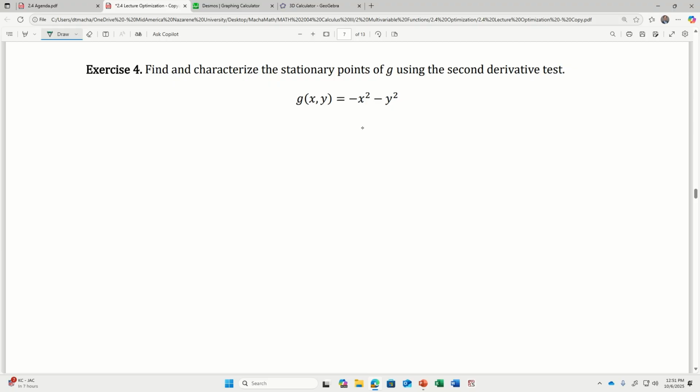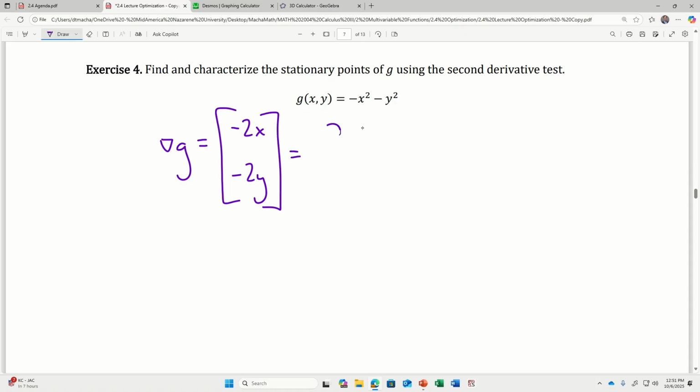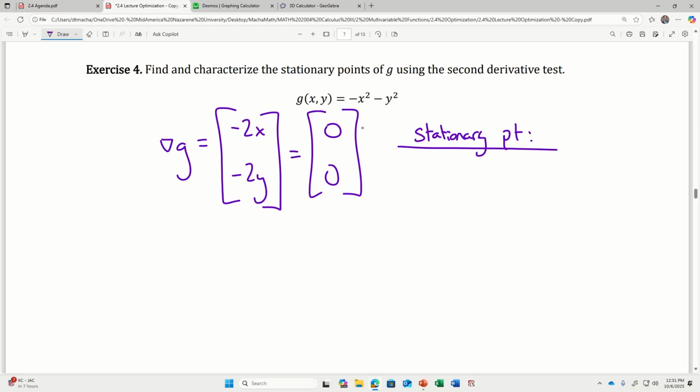But you can already guess what's going to happen here, but I might as well just work through the thing so we get used to it. The gradient of g is the partial with respect to x and the partial with respect to y. And the stationary points are where the gradient is equal to the 0 vector. And so the only stationary point is once again the point where x is 0 and y is 0.